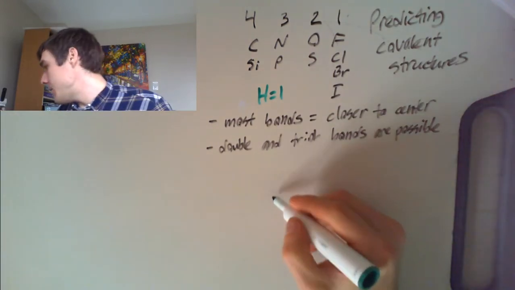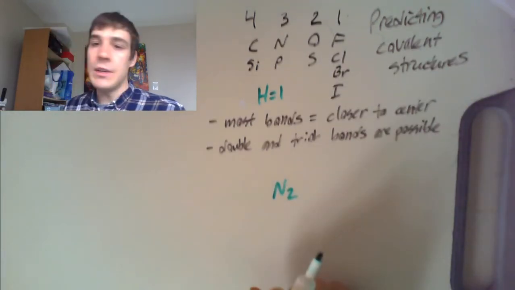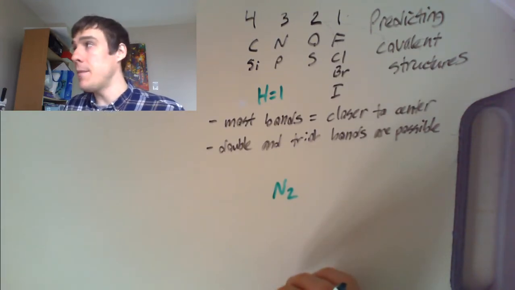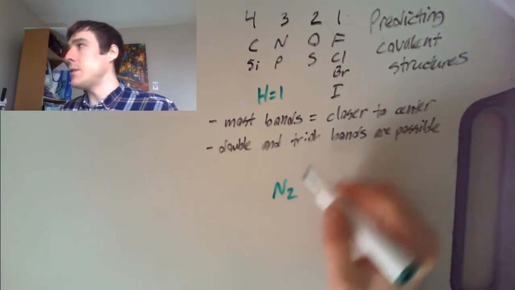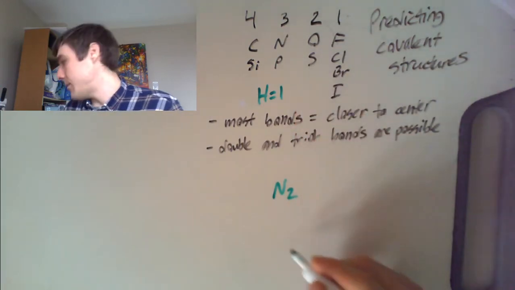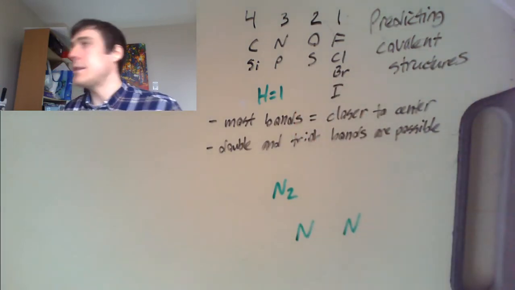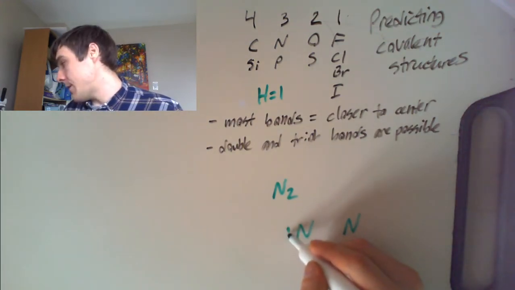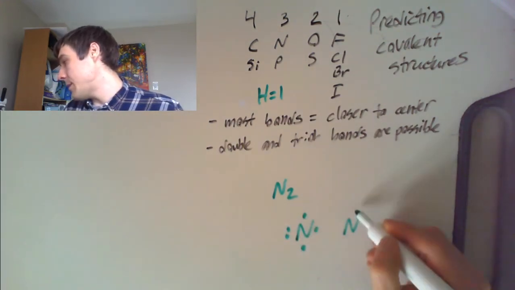There's a few other interesting ones. Personal favorite, N2. Dinitrogen. This is the nitrogen that's in the air. It's 78% of what you're breathing right now. How can you just have 2 nitrogens when nitrogen wants to make 3 bonds? All we have access to is 2 nitrogens.